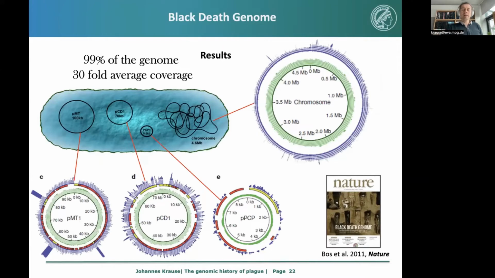It was enough to give us almost the whole genome of that ancient Yersinia pestis strain, so 30x coverage, which means we have seen on average every position about 30 times. So really good quality DNA.